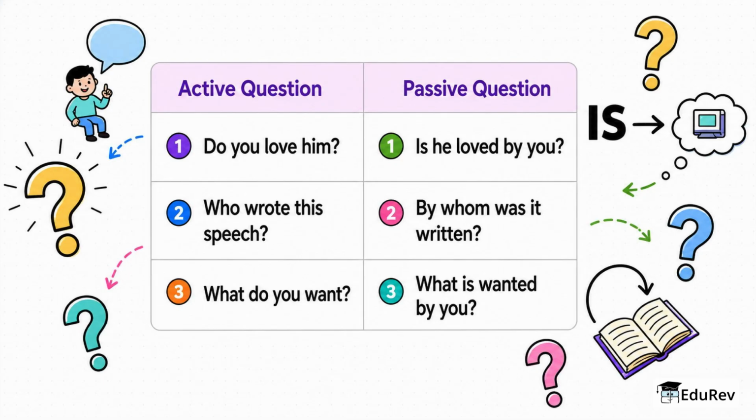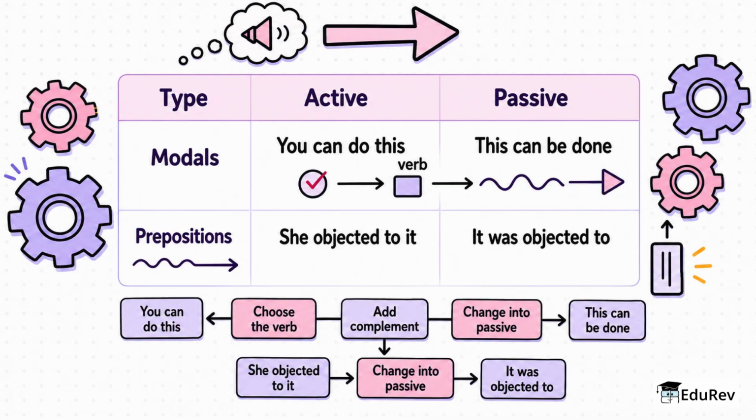Questions used to seriously intimidate me, but I found a great way to tackle them. I simply place the to be verb in front of my new subject, making sure it still sounds like an inquiry. So, do you love him? Becomes, is he loved by you? Notice how is sits right at the front. And if you have a who question, like who wrote this speech, I always change it to by whom was this speech written?